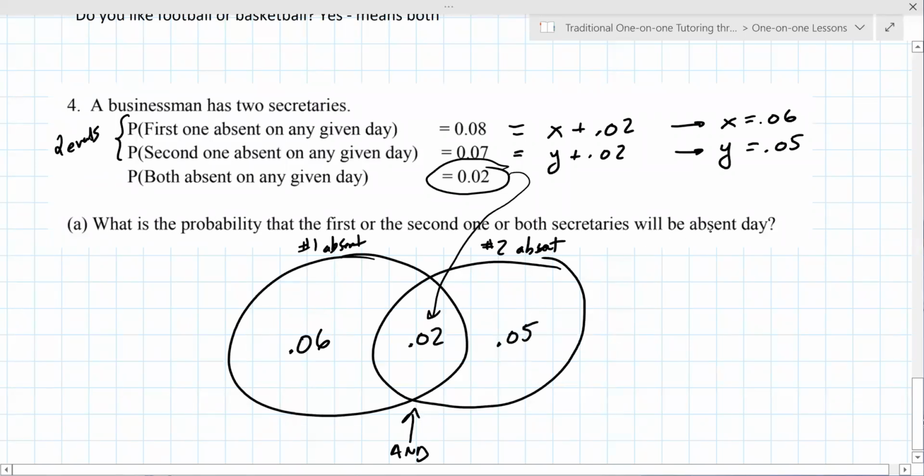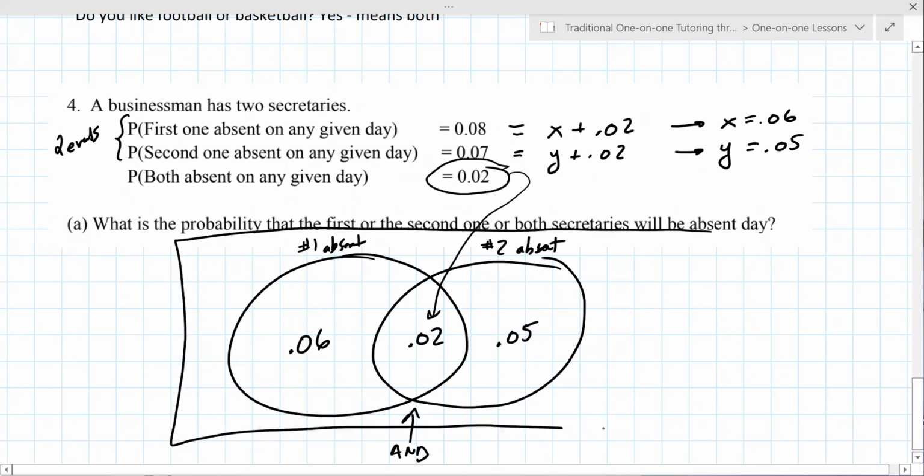Okay, now what is implied in this Venn diagram, but not stated, is that there's also the probability that neither of them are absent. And that's the number that's out here. I don't know if you covered that in class, but the whole thing has to add up to 1. So 0.06 plus 0.02 plus 0.05 plus z has to equal 1. That number is pretty high here. So 0.87 is the probability that neither of them are absent.